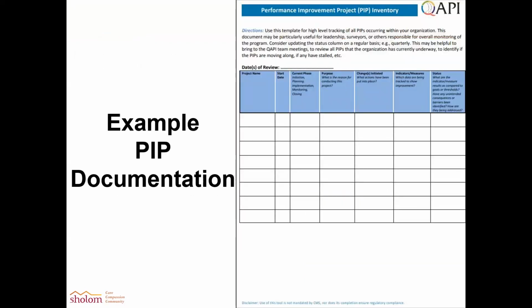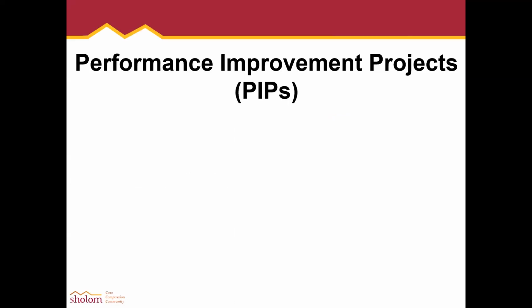This is an example of a performance improvement project, or PIP, documentation. As you can see on the current sample, there are spaces for names of the project, start dates, current phase, the purpose of the project, any changes initiated, metrics to be measured against, and the status of the specific project. Shalom will use a version of this documentation when working on QAPI projects, but it may not be this exact document.